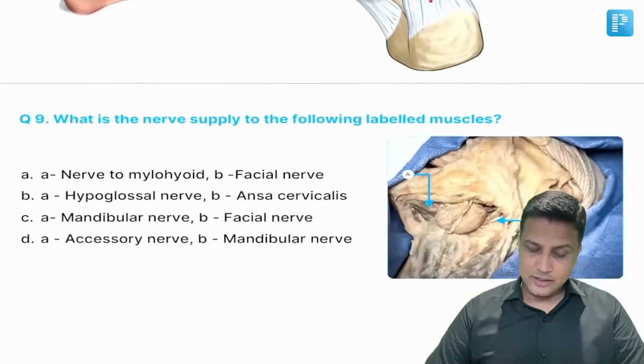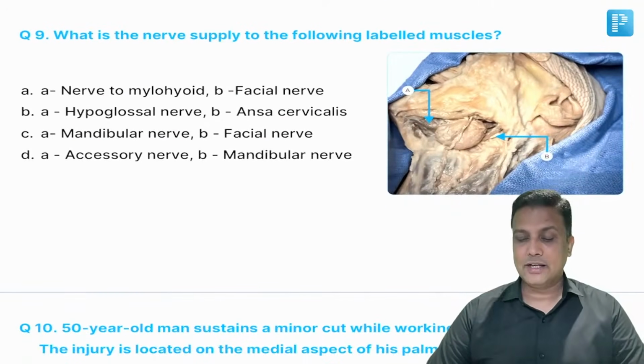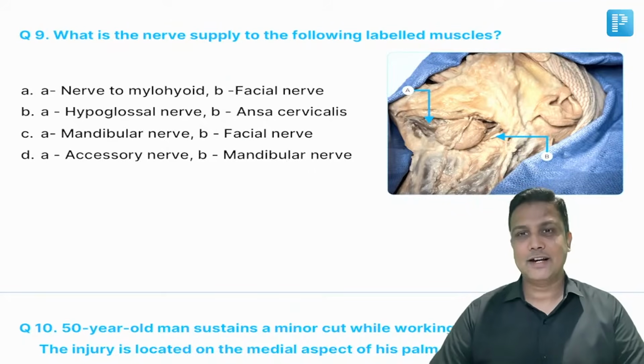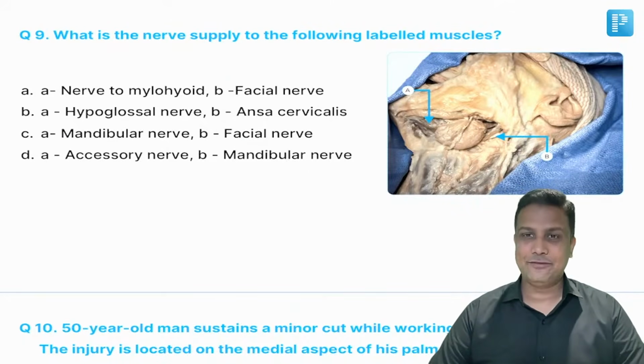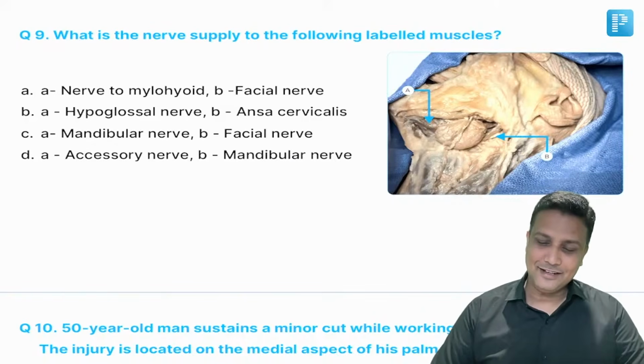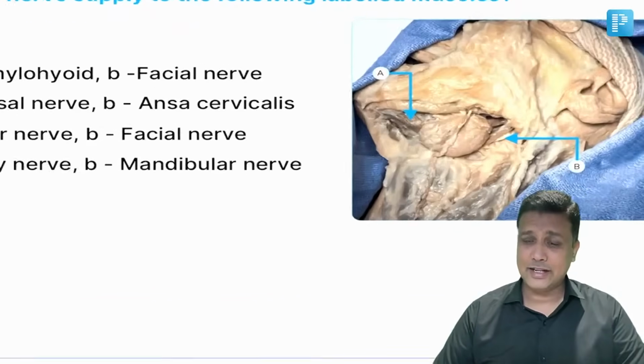Moving ahead with the next one here, what is the nerve supply of the following labeled muscle? The important thing in this question, why I have given you, is that you should be able to identify the muscle first of all. That is the important thing. After that, nerve supply you can easily tell here.